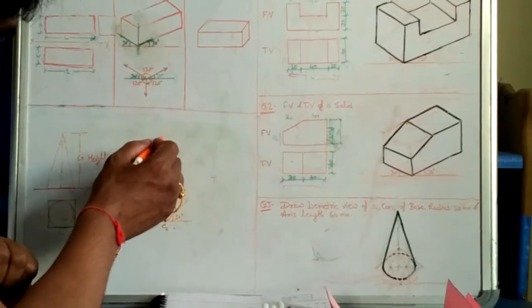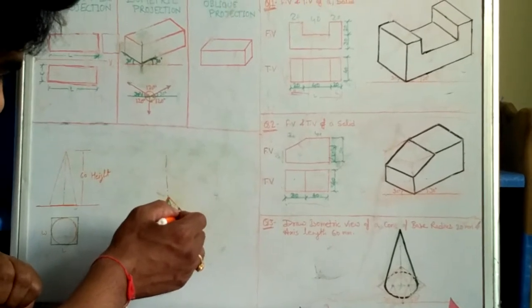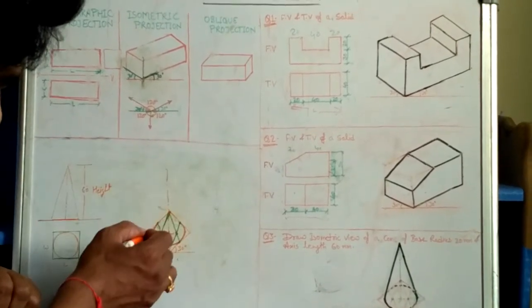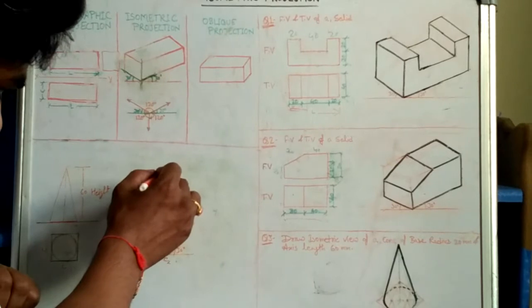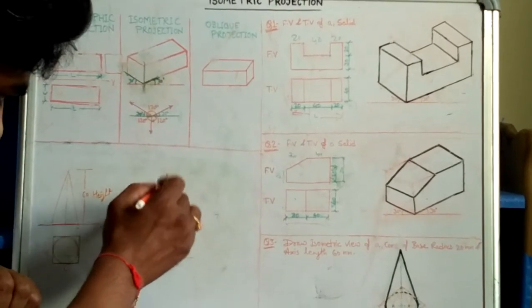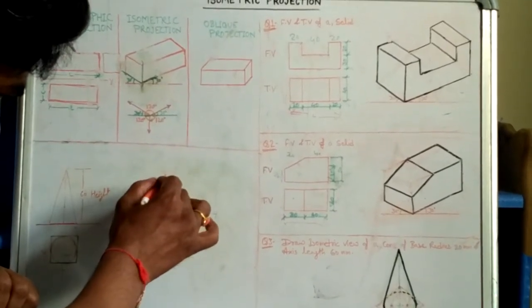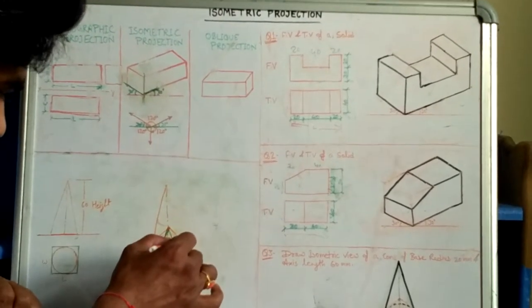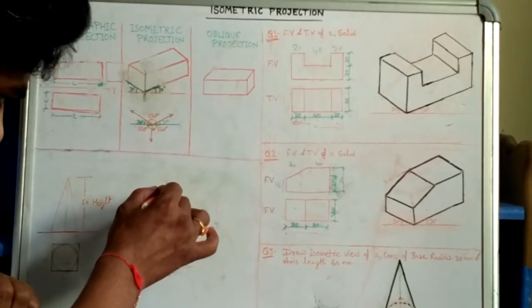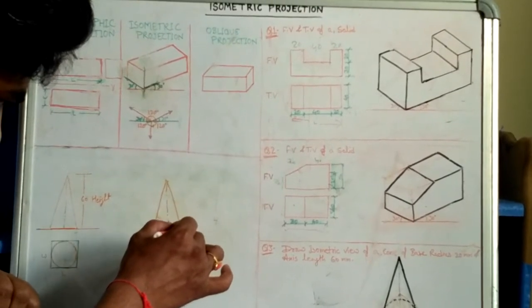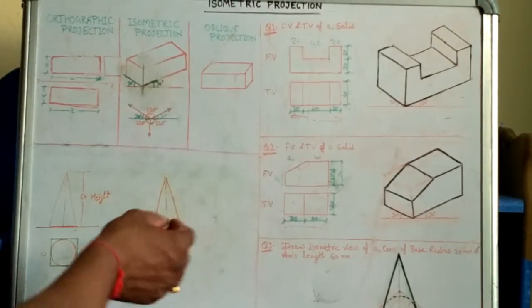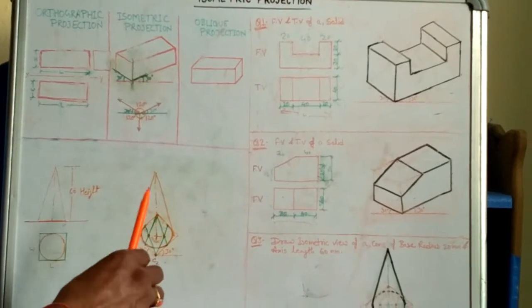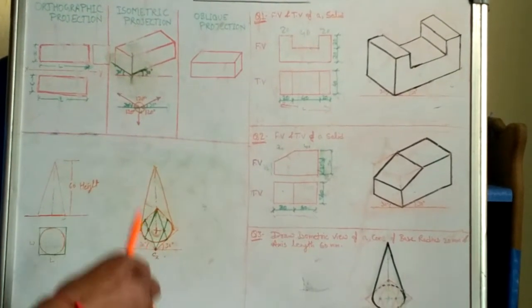After that, from here to this center point up to here, and from here to here, join. Join this from here to here. Join this. This is what? This is the isometric view of a cone.